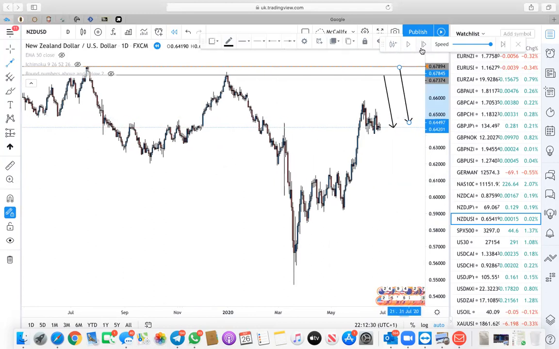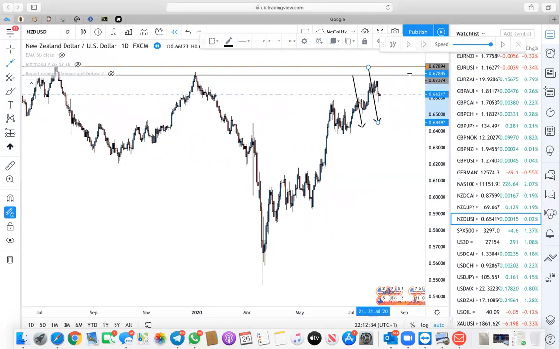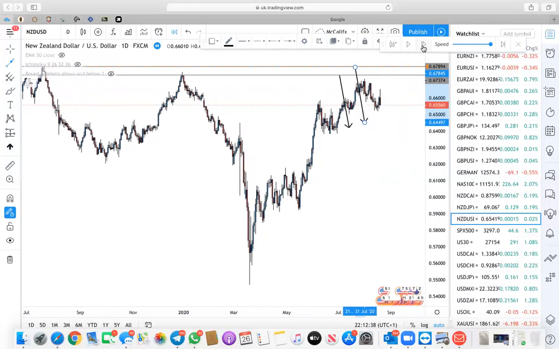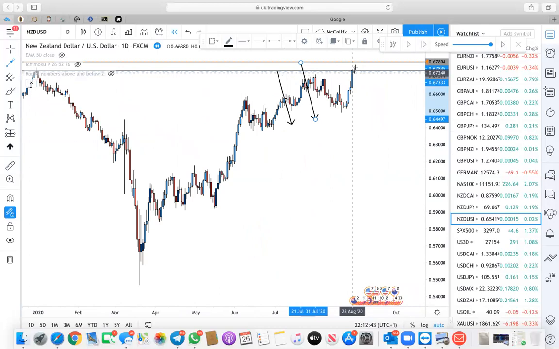So let's see. Market is going up, going up, going up. Now market is approaching my key level. Let's see. I'm still not taking my entries. I'm still not taking my trades. Okay, market is on my key level. I'm seeing a reaction. I'm seeing a rejection. This is on a what? On a daily time frame.